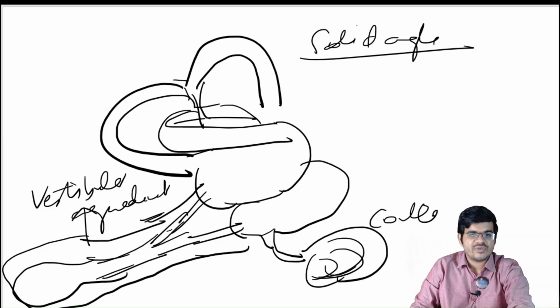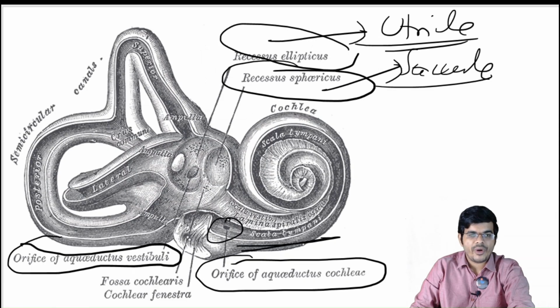Okay, so this vestibular aqueduct is opening into the elliptical recess here, and this aqueduct of cochlea is a communication between the subarachnoid space and the scala tympani, and it opens nearer to the round window. This is the area of round window, right? Nearer to the round window in the area of scala tympani, the aqueduct of cochlea opens.